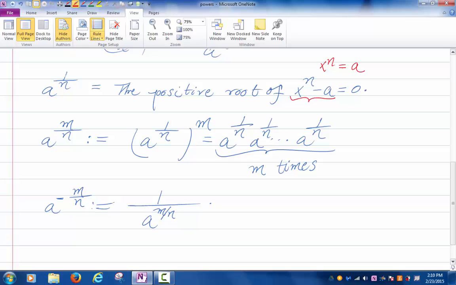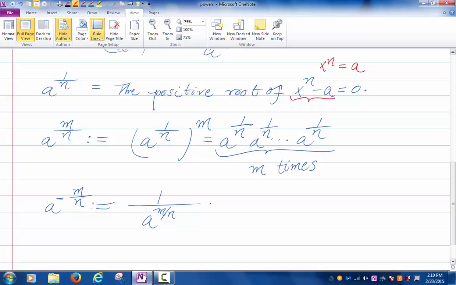So now, what do we mean when we raise a to a negative rational, negative m over n? Well, it's just 1 divided by a to the m over n. I have a meaning for a to the m over n, and I just take the reciprocal of that. So once I have done that, I have a meaning for the following: what does it mean to raise a positive number a to any rational exponent? I understand what that means by this discussion. I gave you a definition of what it means to raise a to a rational exponent.